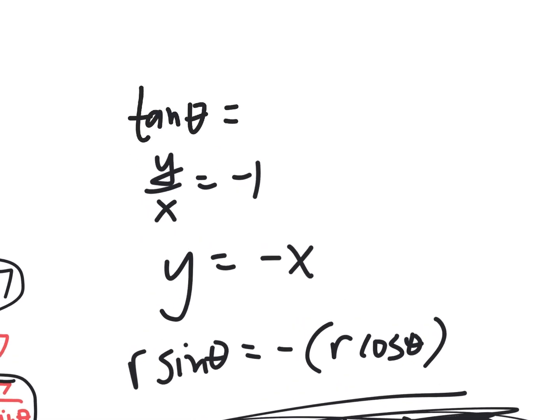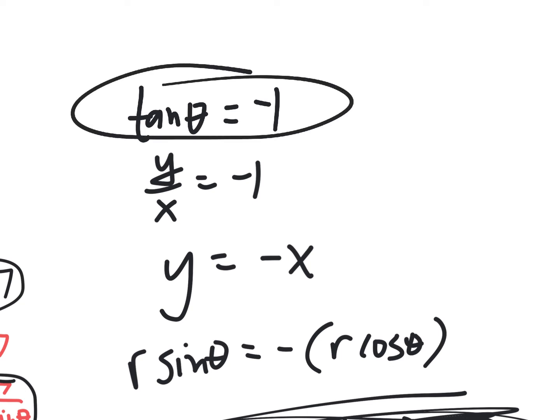Now, how do you know if you're done, whether you have accomplished the task? Well, it had y's and x's in it. That made it rectangular. Now, it's got only r's or theta's or both. So then this is in polar. That's polar language.